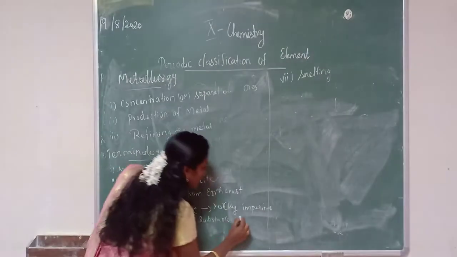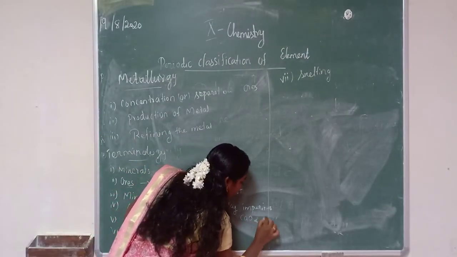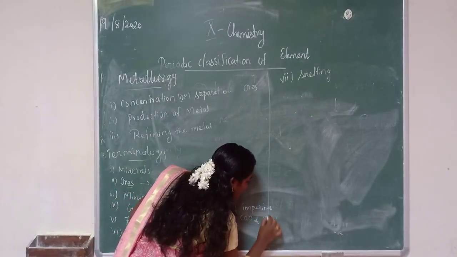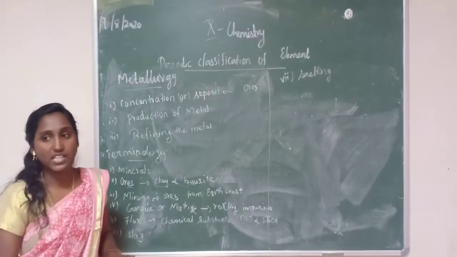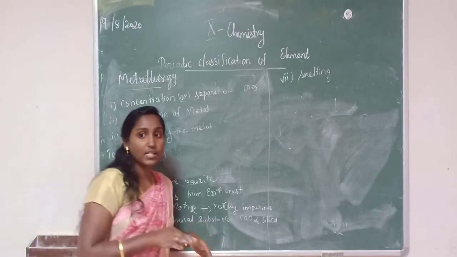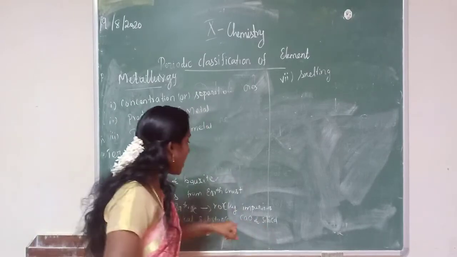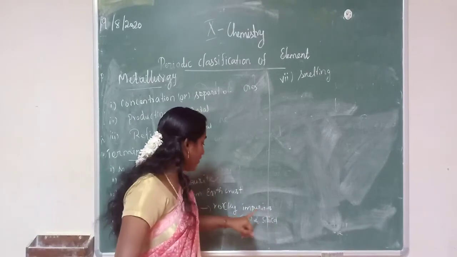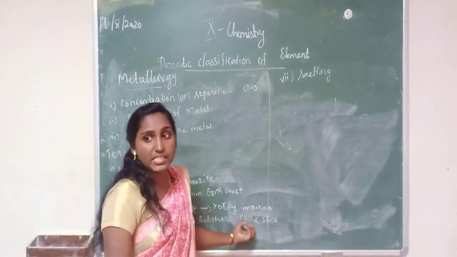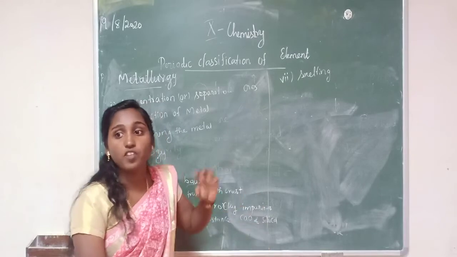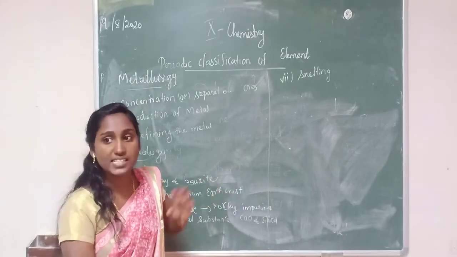Examples for flux are calcium oxide and silica. Silica is the acidic flux and calcium oxide is the basic flux. If our ore is basic, we add the acidic flux. If our ore is acidic, we should add the basic flux. Have you understood? So flux is a chemical substance.